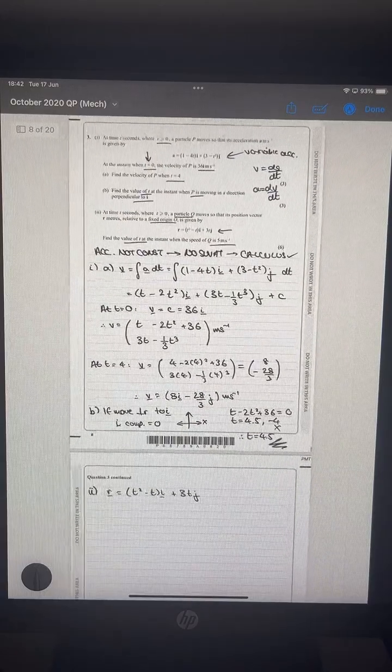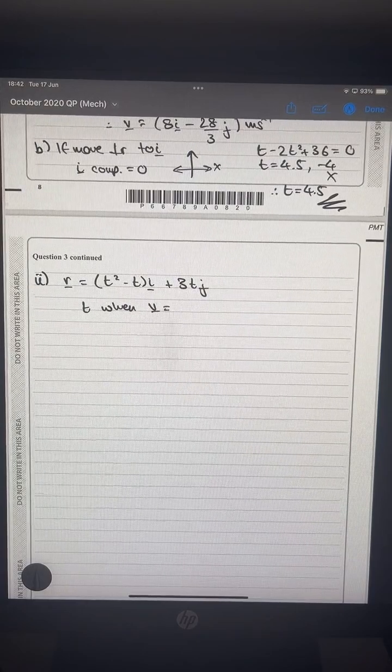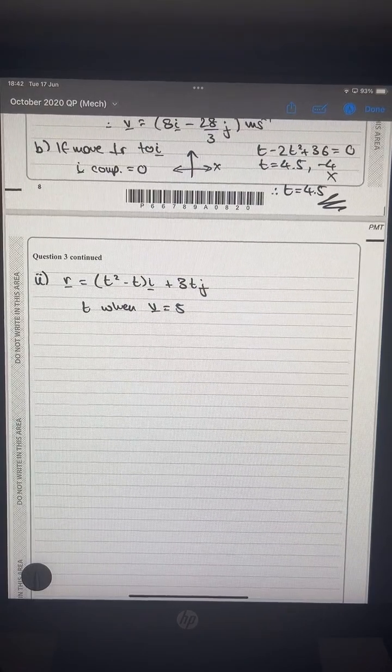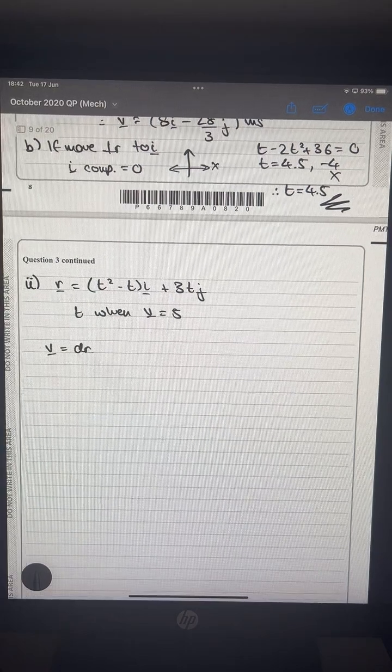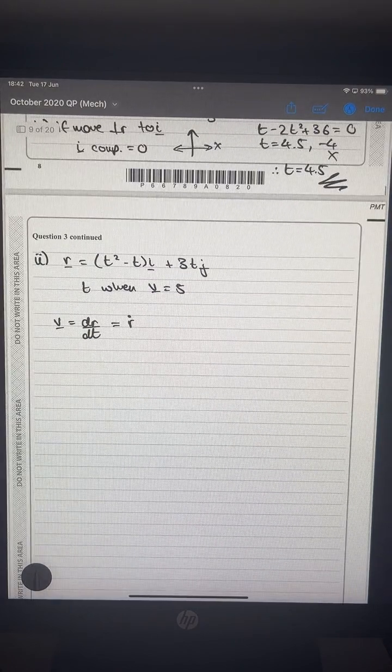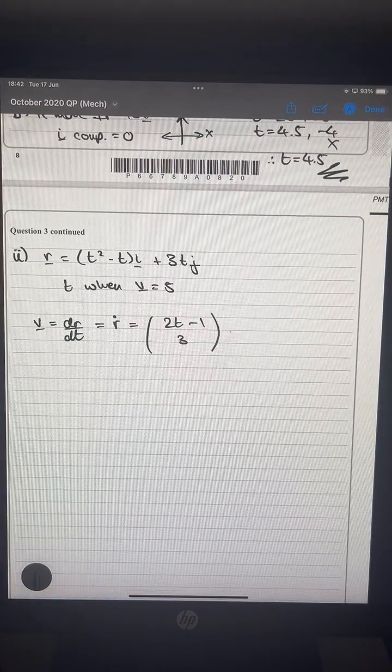So I need to find t when v equals 5. Do I have v? No, but how am I going to find v? I'm going to differentiate r with respect to time. You can also use this notation. I think that's called Newtonian notation, where you just put a dot. That's you differentiating it once. So if I just differentiate this equation up here with my i's and j's, that just becomes 2t minus 1, and that just becomes 3.